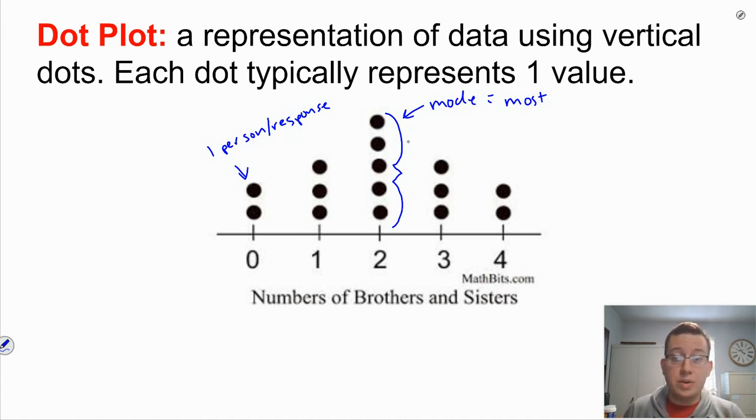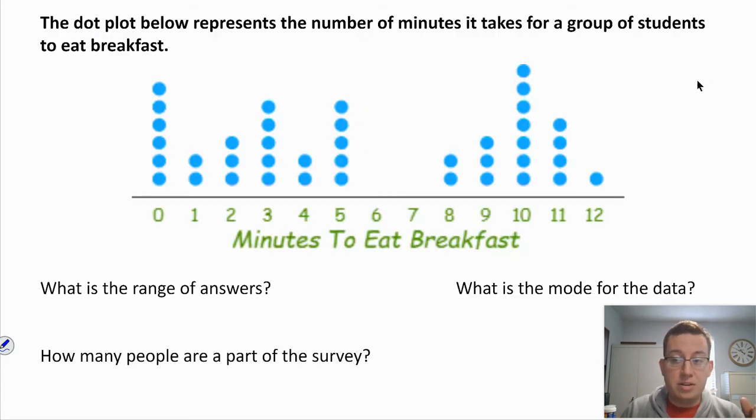So what we're going to do is some analyzing of a dot plot. I'm going to give you a dot plot, we'll look at some stuff about it, and then we're going to make one. Your assignment for today is an Edge Elastic in which you're going to do a little bit of everything. So make sure you're following me here. If you want to jot some notes down, you can. But let's take a look at this. The dot plot below represents the number of minutes it takes for a group of students to eat breakfast.